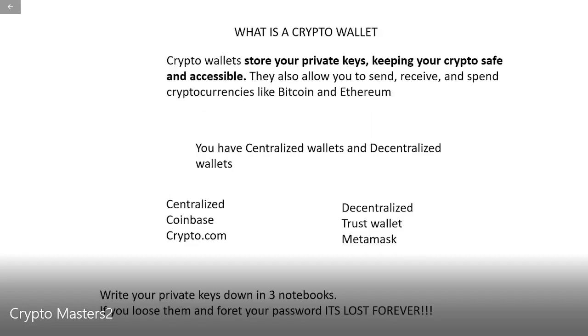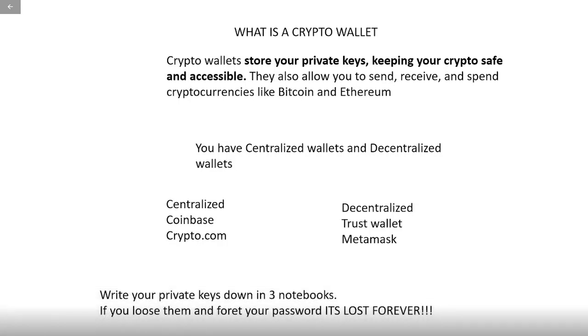Next up, what is a wallet? Of course, you have to have a place to store this digital asset, and this is where wallets come into play. When you first download your wallet to store your digital assets in, you get what's called private keys. These private keys are what's keeping your crypto safe and accessible.